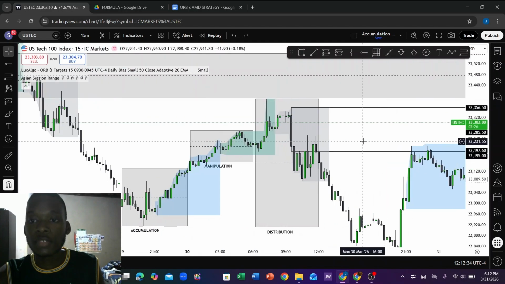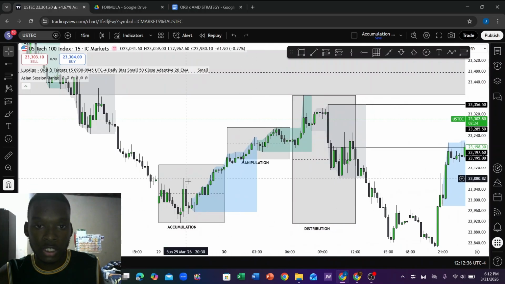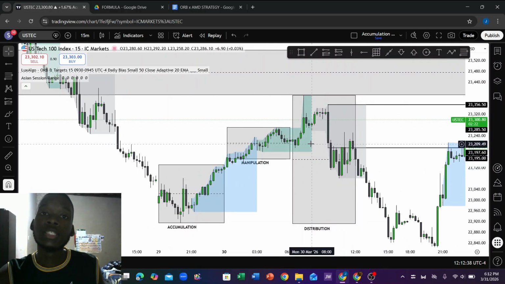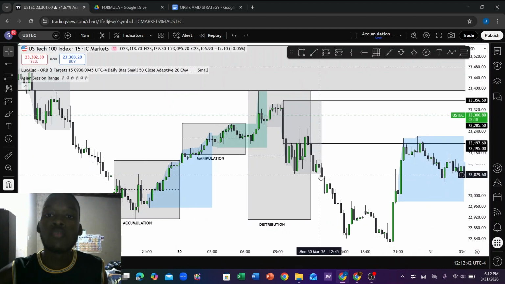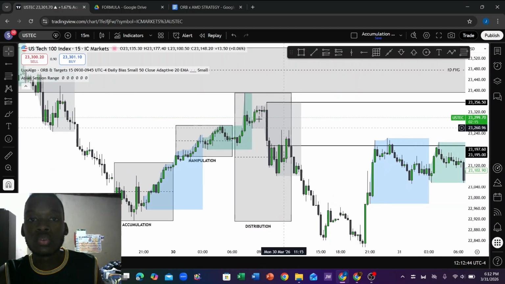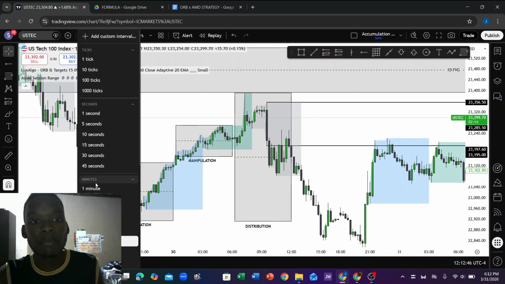After that, we have established our bias. Remember, guys, this is accumulation, manipulation. This is our bearish bias. We're going to only look for sells. So we're going to jump to the 5-minute time frame.